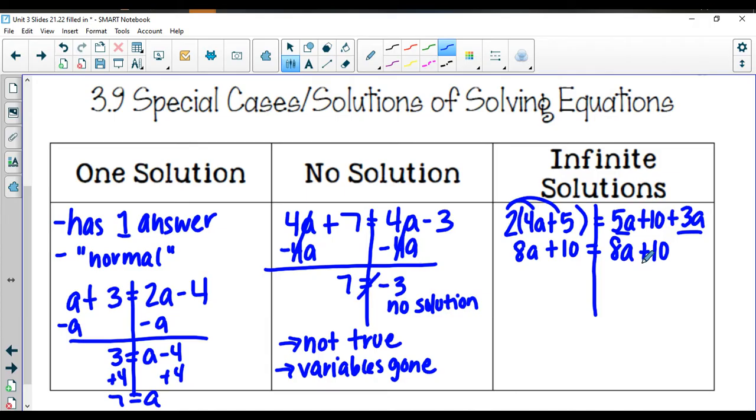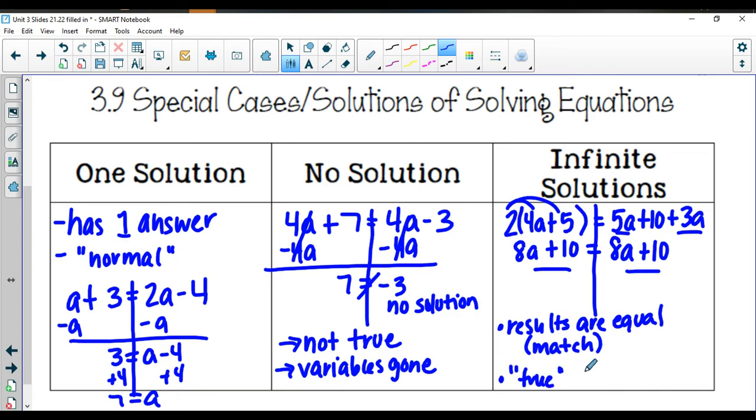So you can actually stop here if you wanted to, because notice that both sides of your equal sign are equal. They're the exact same thing. So the results are equal. And you can also say that they match on either side of the equal sign. This is also a true statement, because if I went ahead and subtracted off the 8a, I would be left with 10 equals 10, and that is actually true.